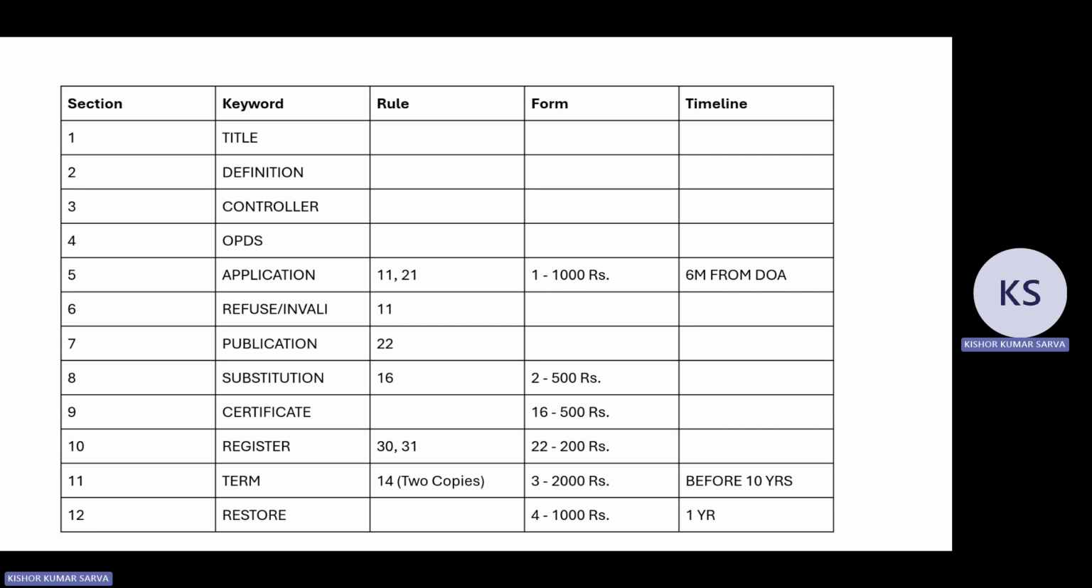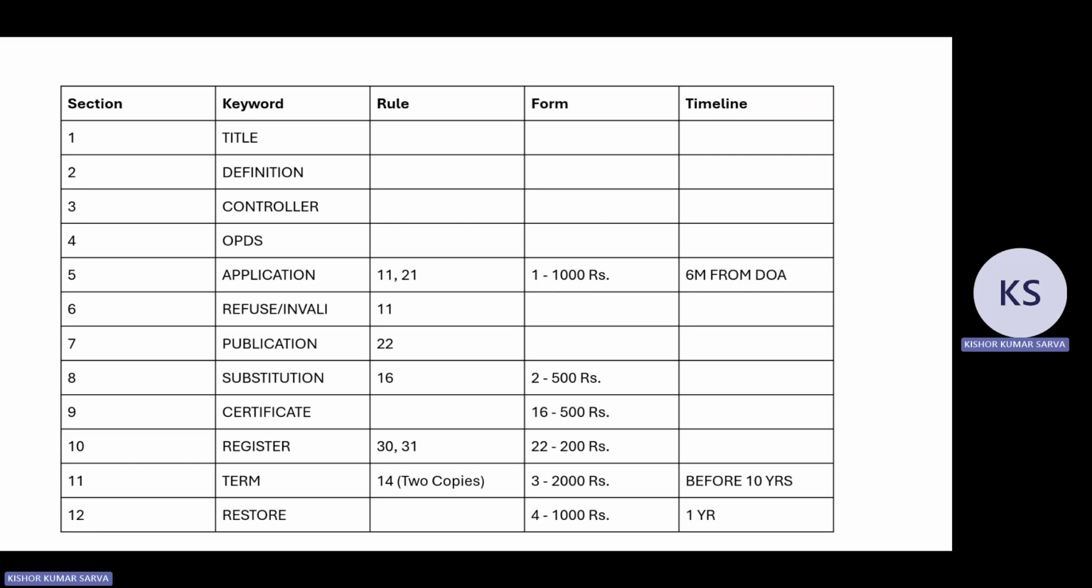Now you see what the controller section talks about. Section number 3 says the controller and other officers are appointed by the central government, and the central government can do it from scratch for any examination and any design. That's what section 3 talks about.